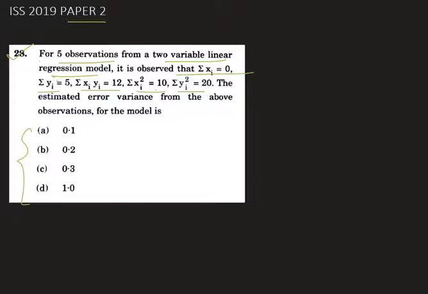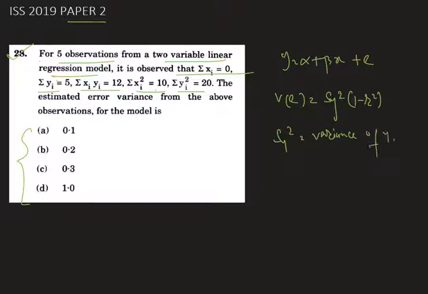We know that for a linear regression model y equals alpha plus beta x plus e, the error variance or variance of e is sy square multiplied by 1 minus r square, where sy square is the variance of the yi's, which is nothing but 1 by n sum over yi minus y bar whole square, or we can write 1 by n sum over yi square minus y bar square.